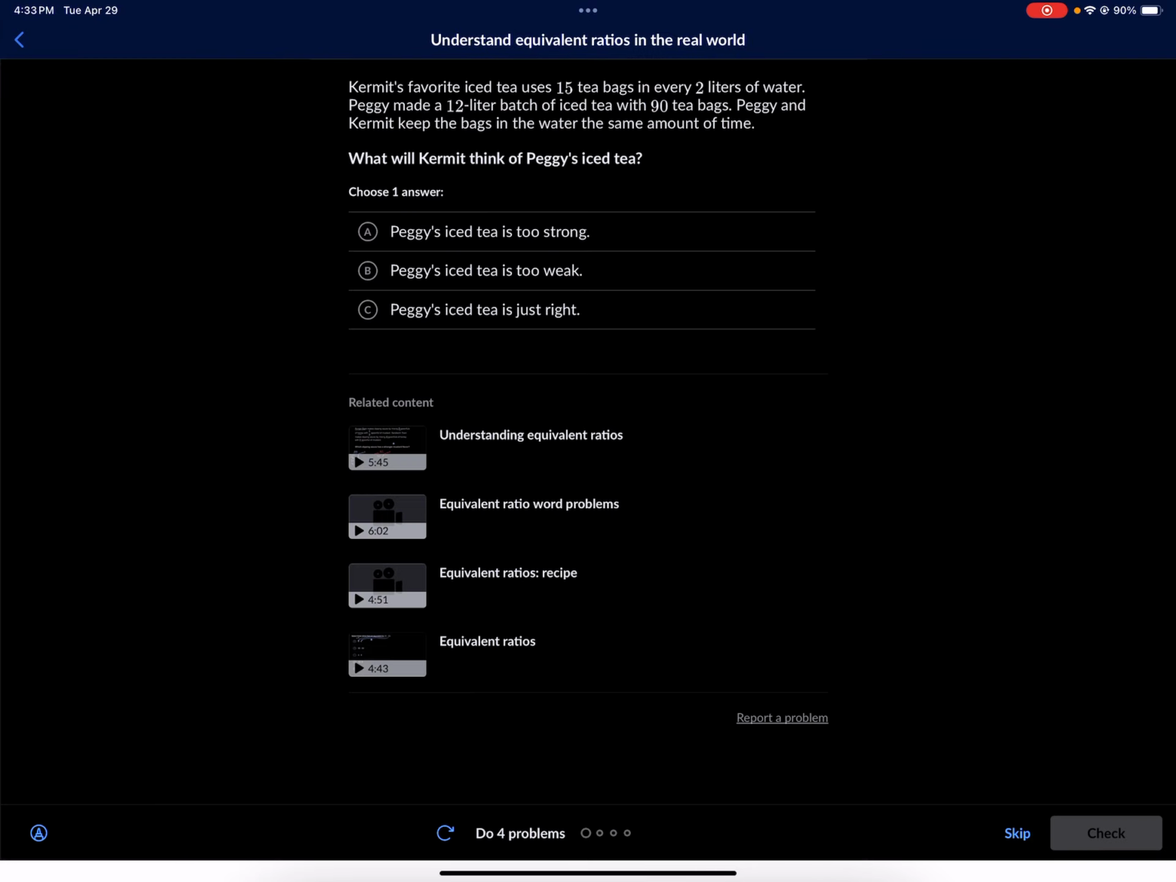Understand equivalent ratios in the real world. Kermit's favorite iced tea uses 15 tea bags in every 2 liters of water. Peggy made a 12-liter batch of iced tea with 90 tea bags. Peggy and Kermit keep the bags in the water the same amount of time. What will Kermit think of Peggy's iced tea?